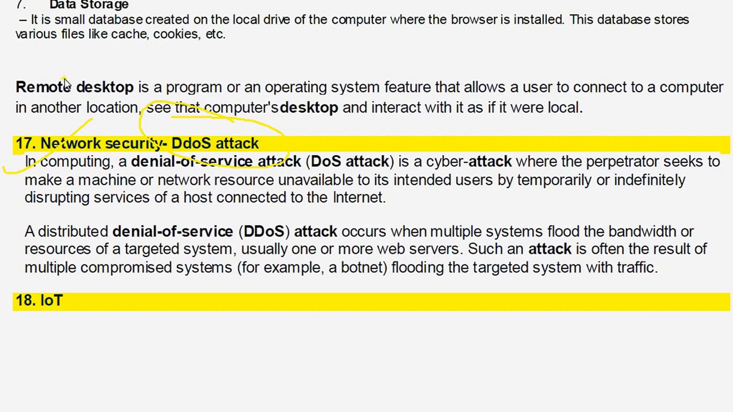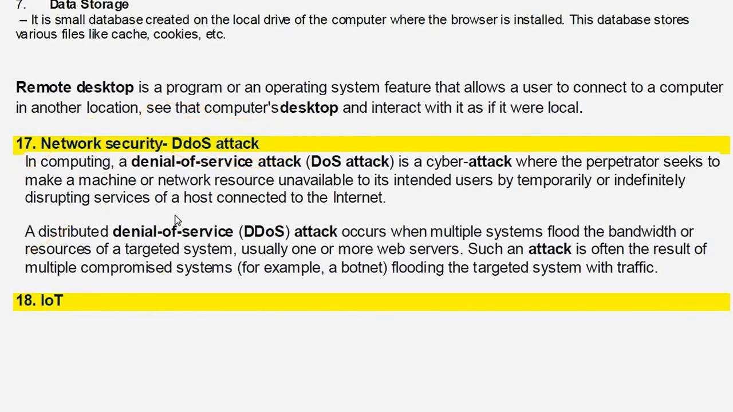In simple words, we say that a denial of service attack makes a machine unavailable to its intended user. And in a distributed denial of service attack, multiple systems flood the bandwidth or resources of a target system, in response to which the target system is unable to fulfill the requests of its intended users. Such an attack often results from multiple compromised systems such as a botnet flooding the target system with traffic.